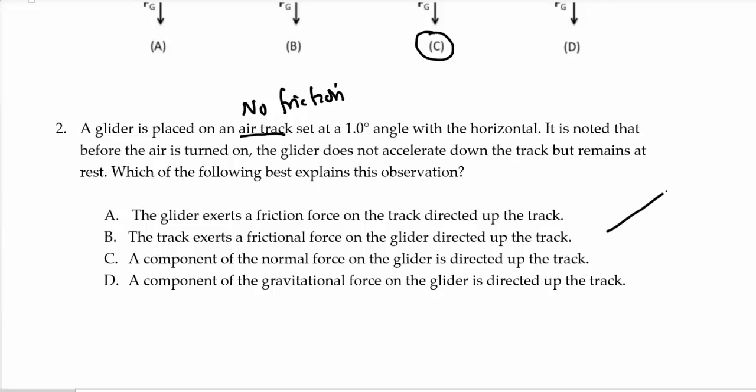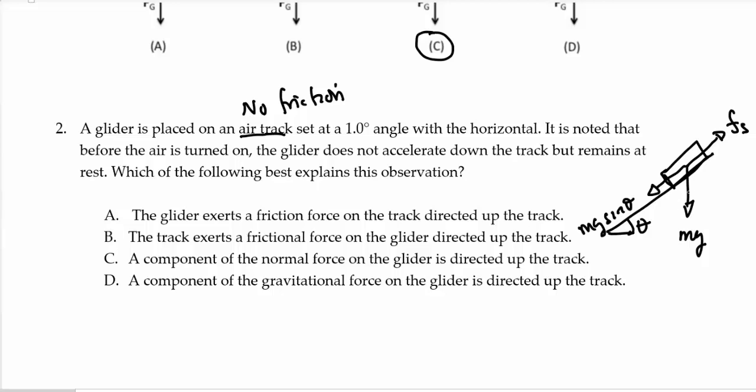What this means is we have a track at a certain angle theta, and we have a glider. Before the air is turned on, the glider is at rest. The weight acting is mg, and there's a component of the weight along the track. If the glider is at rest, this can only be possible if there is a force opposing what? Mg sine theta. And that force is what? Static friction.